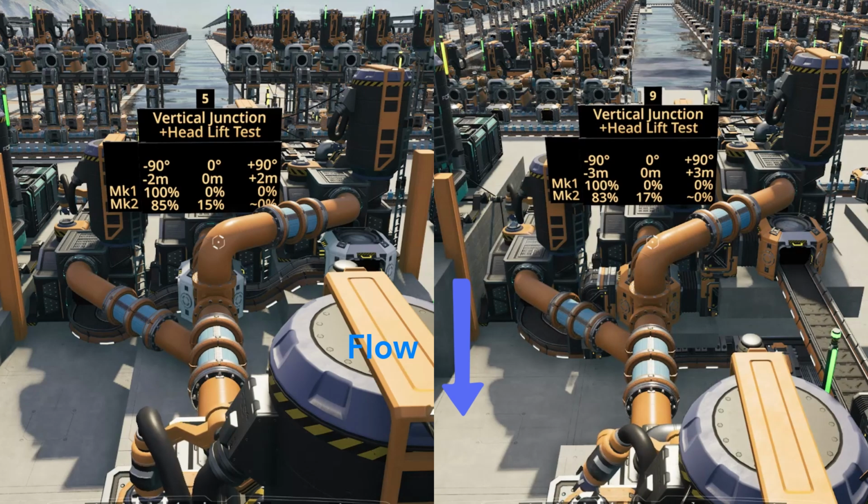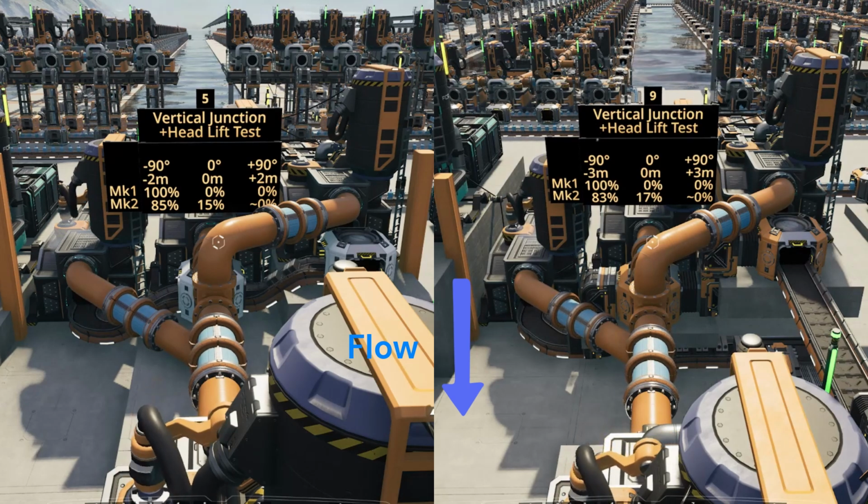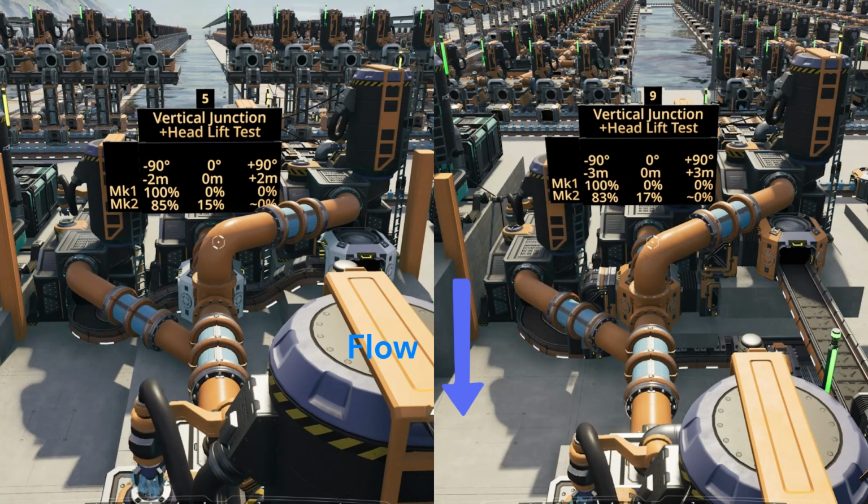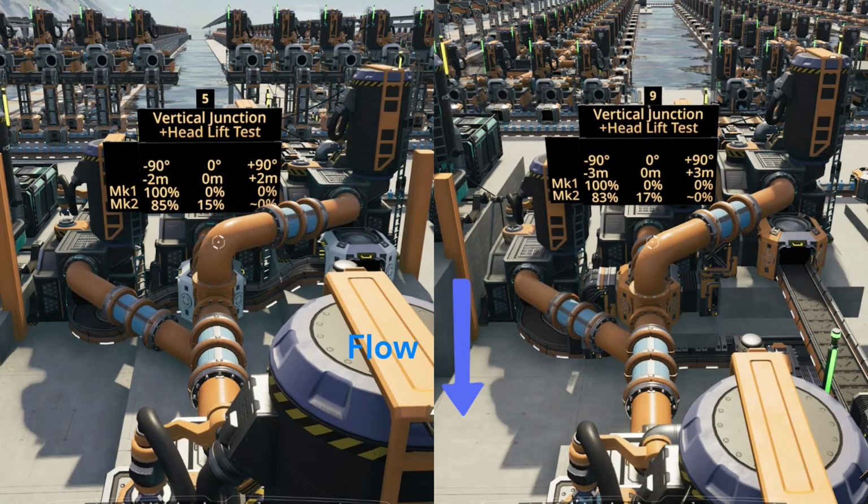When the junction is vertical, there is an extreme prioritization of the low input. This would be why the VIP junction works, and something we will exploit later in the video.